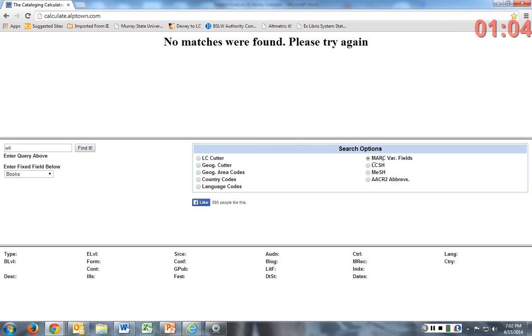And the reason why is because you haven't selected what you want it to search. It's actually defaulted to mark variable fields. And as you'll learn in our next session, mark variable fields are 3-digit. So it took my 3 digits and it said nothing. So we actually want it to search for the LC cutter over here. So you have to select LC cutter.